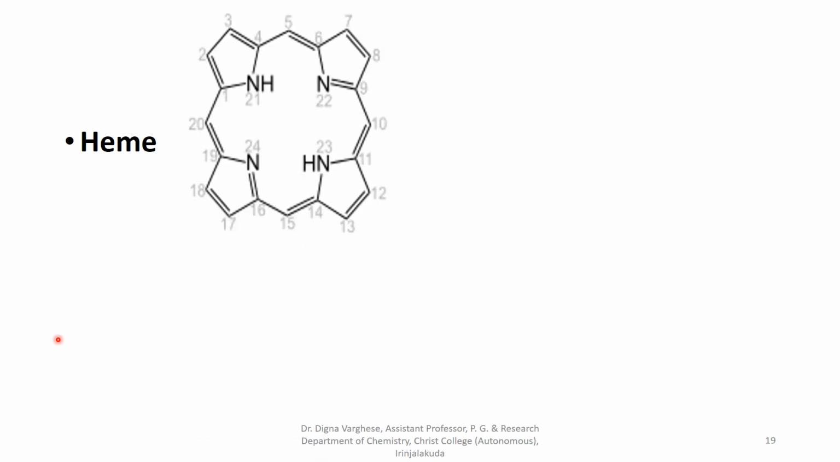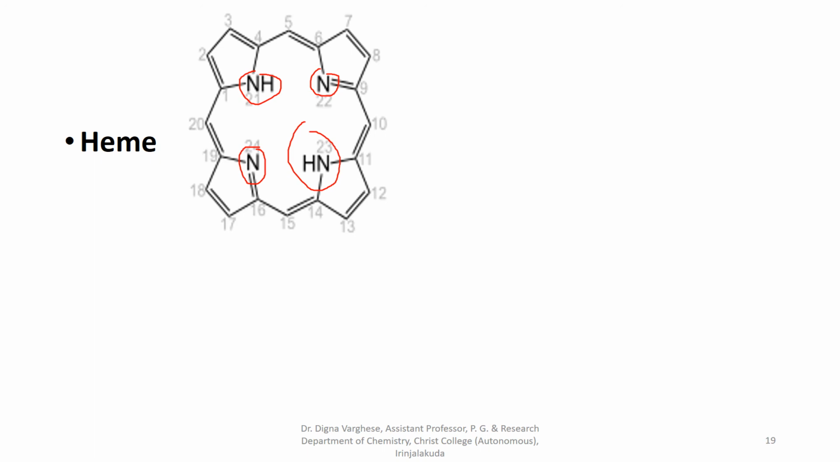Another important tetradentate ligand is heme. You know, heme is a substance that is a precursor to hemoglobin, which is necessary to bind oxygen in the bloodstream. Its structure is shown here, and you can see these 2 nitrogen atoms and these 2 nitrogen atoms can be coordinated to the metal ion, that is iron in the case of hemoglobin, forming a tetradentate ligand.